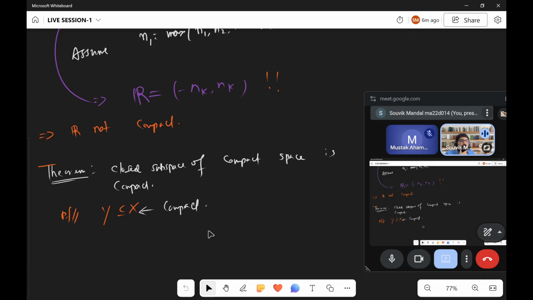So please try to do it. That means what? From an open cover of Y, we have to go to an open cover of X, and then we need to use the fact that X is compact. That means we have a finite open cover, and from that we need to get back into Y by removing some extra portion. So please try to do it by yourself. Take your time.